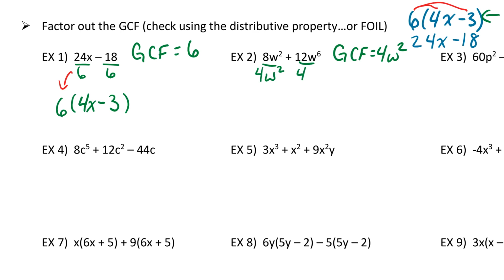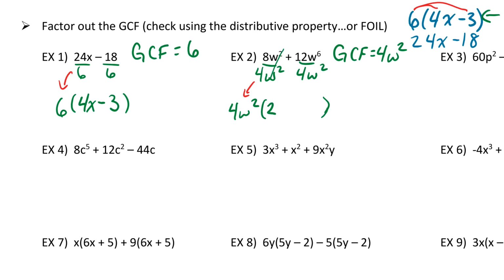4W squared. Now remember that 4W squared, that's just going to come outside of parentheses. On the inside, we go ahead and do the division. So for the first one, 8 divided by 4 is 2. W squared divided by W squared, that actually just cancels out, so we're just left with 2.